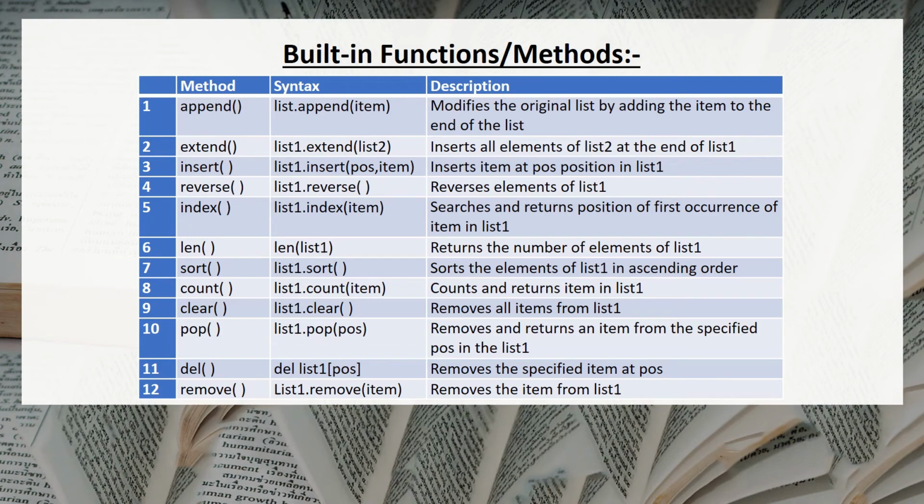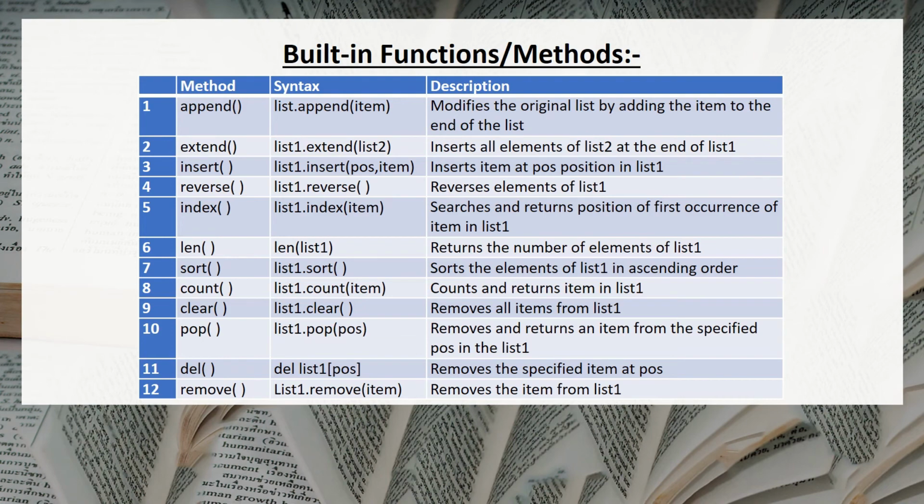Extend again joins two lists, like list 1 is added at the end by all the elements of list 2. Insert adds a particular element at a specified position in the list. Reverse reverses the elements of the list in that list only, without using a second list. Index means you are searching for a particular element in a list and the position of that element will be returned as the value of this function.